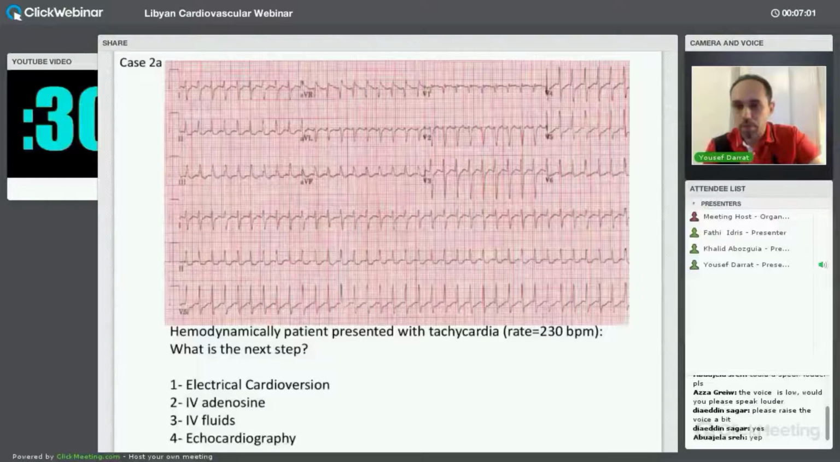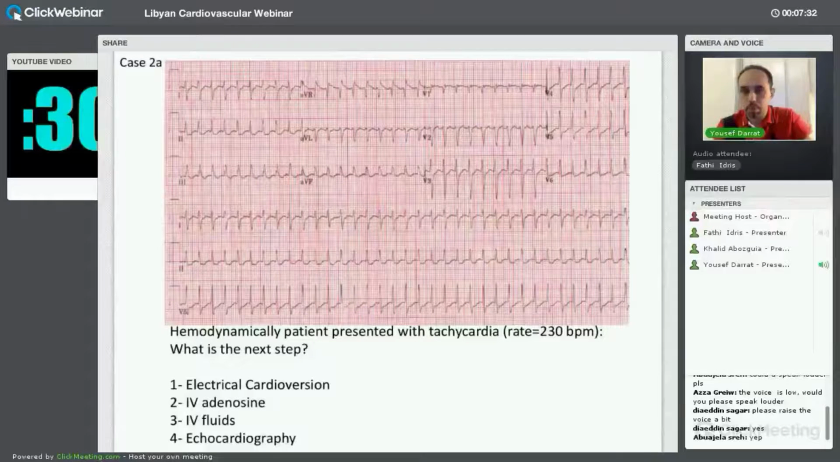We'll go on to the next question, next case. There's a 12-lead EKG, which looks like a narrow complex tachycardia in a patient who's hemodynamically stable, presenting with tachycardia, rate 230 beats per minute. So what is the next step? Seeing this EKG and such a presentation, would you do number one, electrical cardioversion, number two, IV adenosine, number three, IV fluids, or number four, echocardiogram?